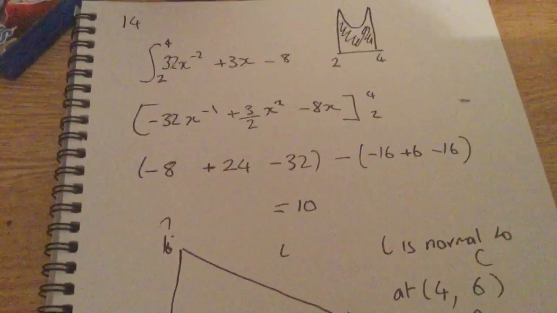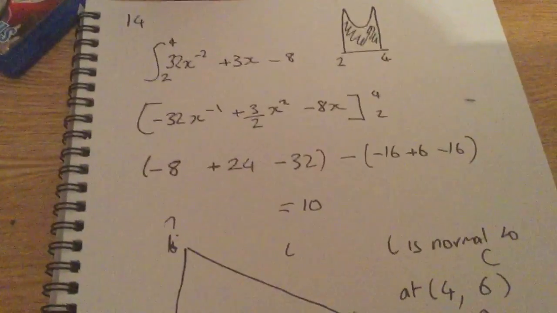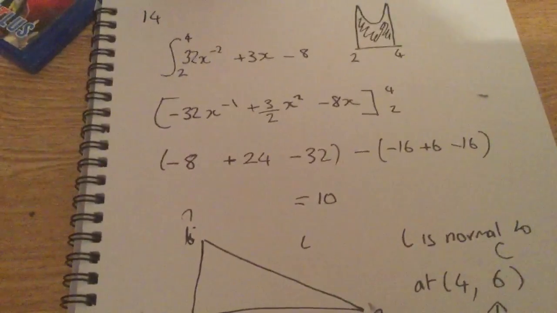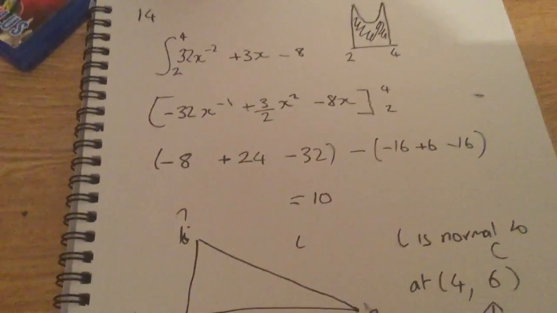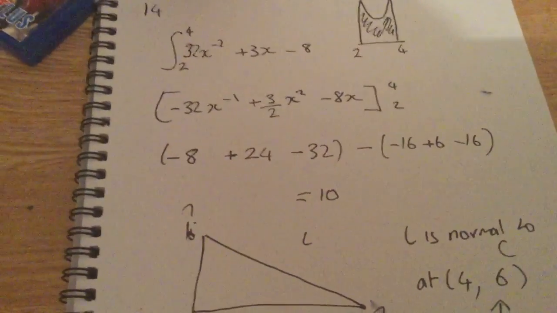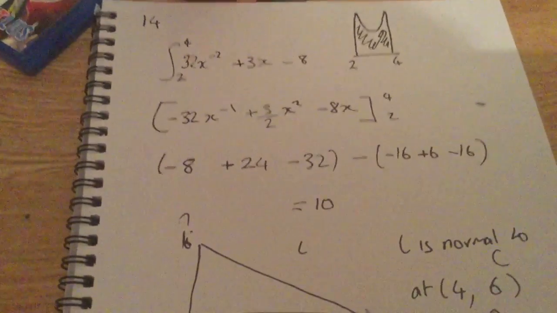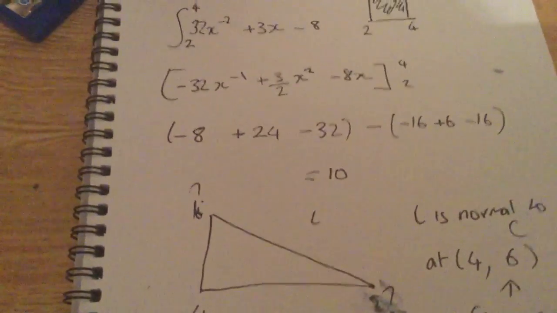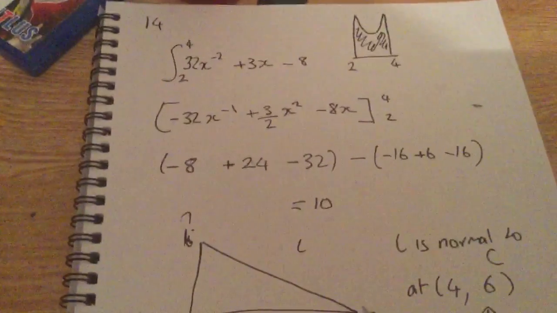The shape that you've asked to find the integral of is in two parts. It's a sort of U shape and then a triangle. The cutting off point is at x equals 4. So imagine that from x equals 2 to x equals 4, you've got that shape, and then from 4 to an unspecified number, you've got a right angled triangle.